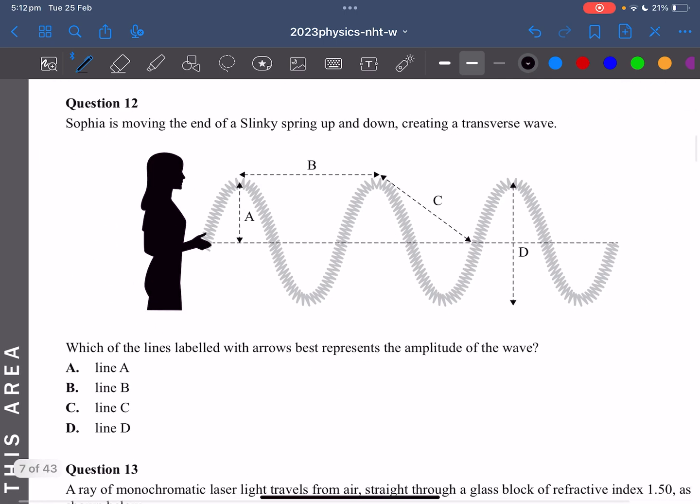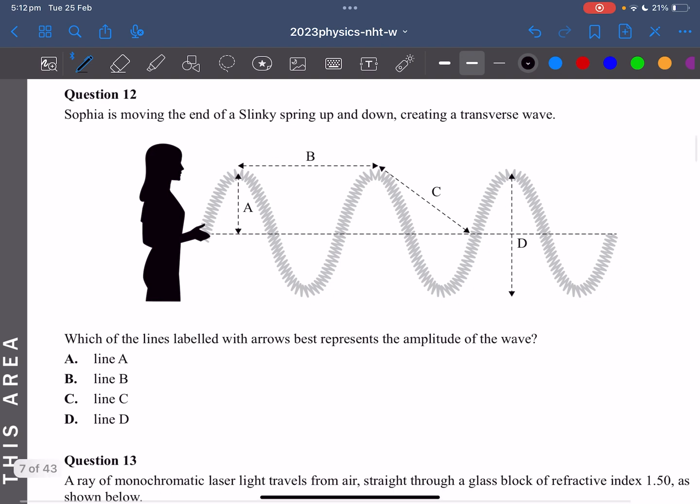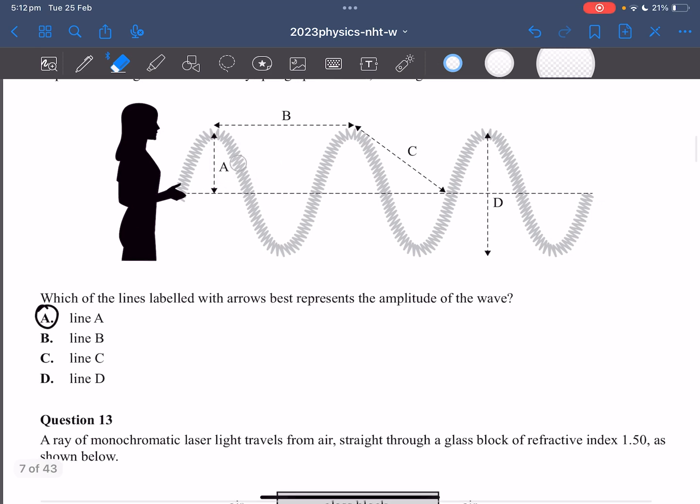All right, question number 12. Sophia is moving the end of a Slinky spring up and down, creating a transverse wave. Which of the lines labeled with arrows best represents the amplitude of the wave? It can't be option C, can't be option B. Option D is not it either. It's going to be option A for this one. So this is the amplitude. The handwriting just got a bit worse.